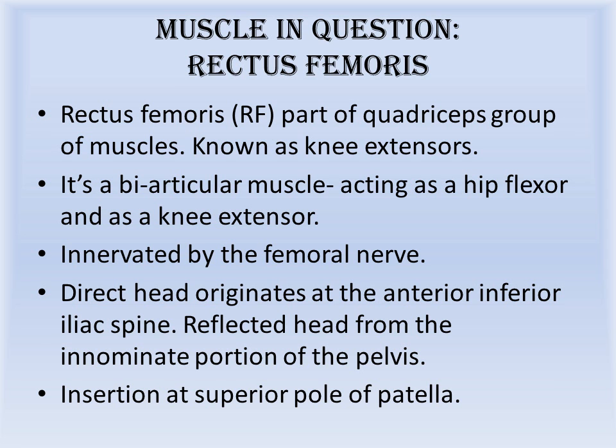The muscle in question, rectus femoris, is a part of the quadriceps group of muscles. It is the biarticular muscle among them, which works as a hip flexor as well as a knee extensor. It is innervated by the femoral nerve, and it originates from the anterior inferior iliac spine and the innominate portion of the pelvis, while it inserts with the tendons of the remaining three quadriceps femoris muscles and joins at the superior pole of the patella.